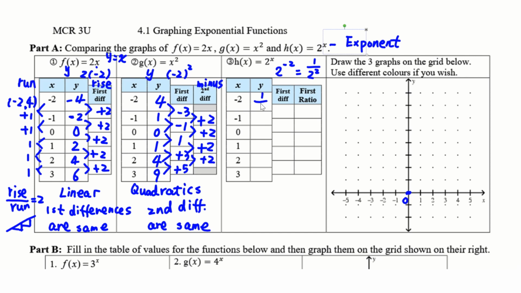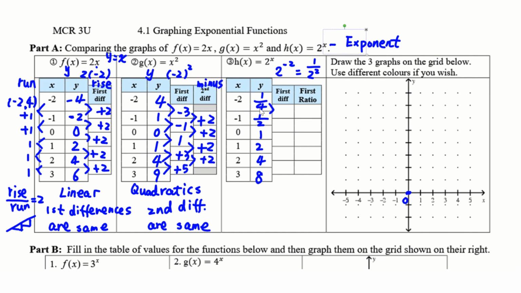2 squared gives you 4. So 1 over 4, then 1 over 2 to the exponent 1 is 1 over 2. And 2 to the exponent 0 is 1. 2 to the exponent 1 is 2, 2 squared is 4, 2 cubed is 2 times 2 times 2, gives you 8. Then we want to find the difference.